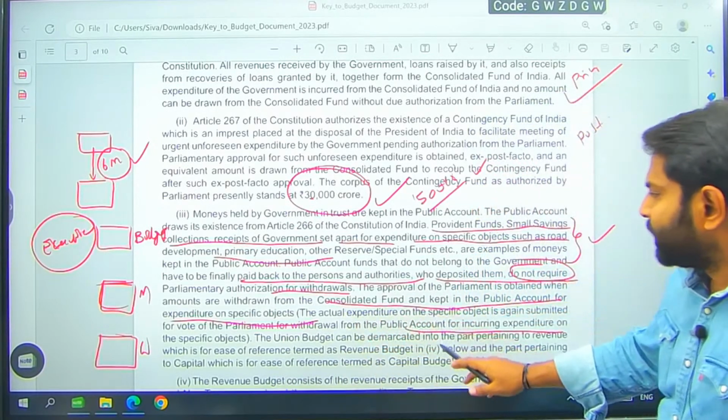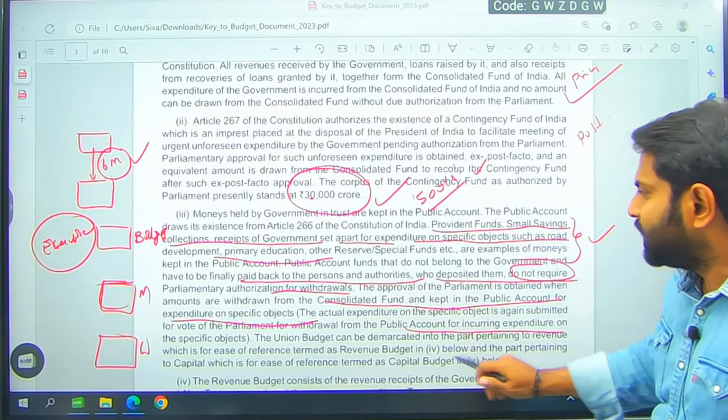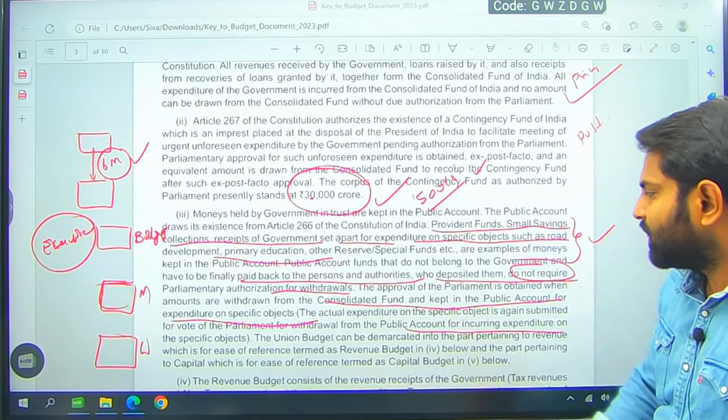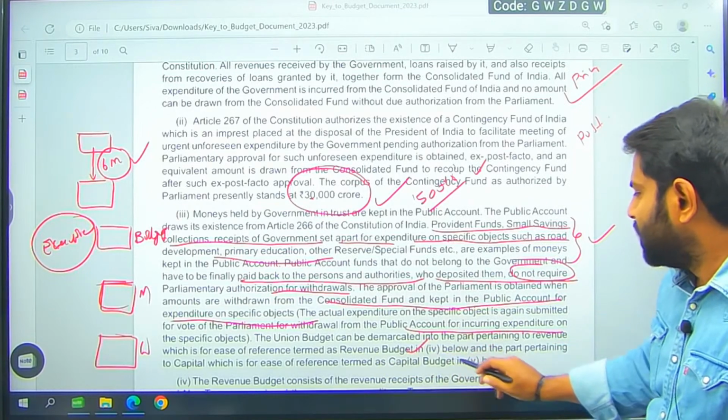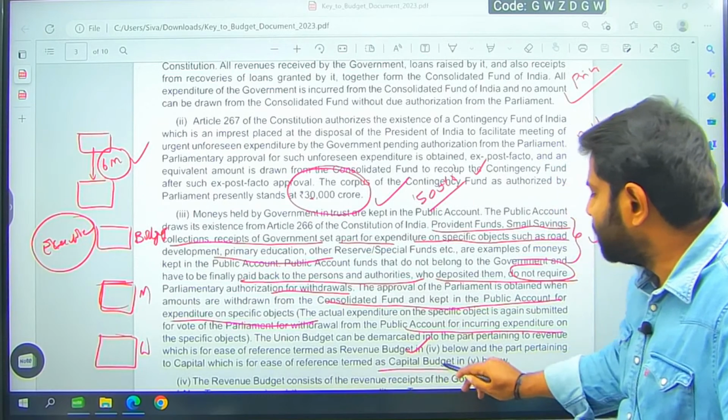So it says the Union Budget can be demarcated into the part pertaining to revenue, which is referred to as the revenue budget below, and the part pertaining to capital, which is referred to as the capital budget.